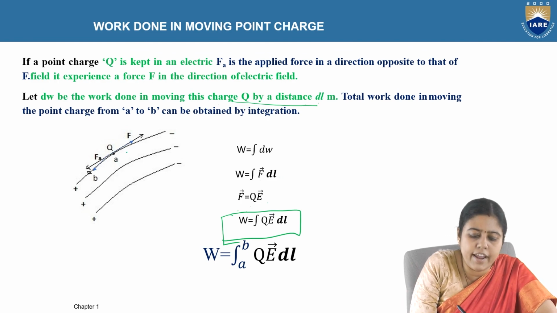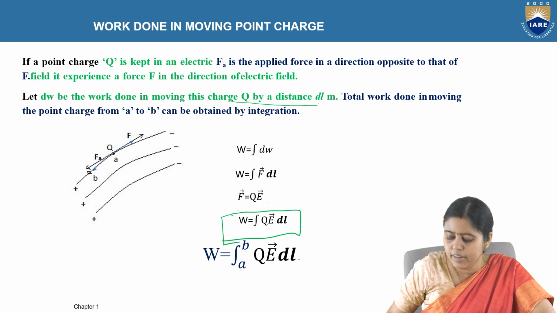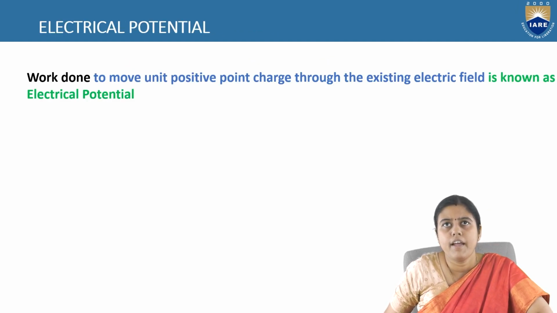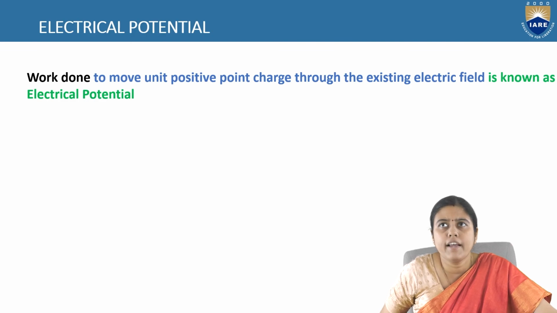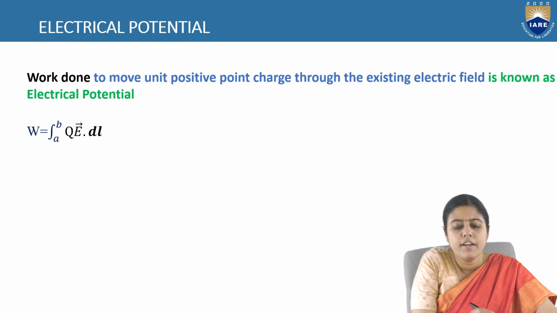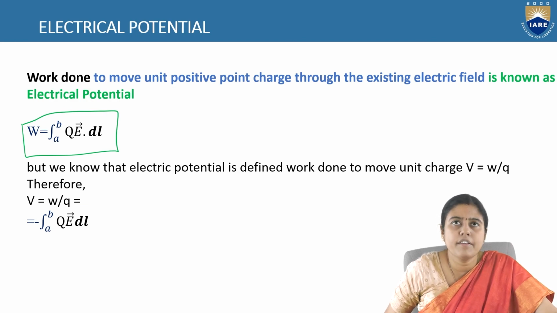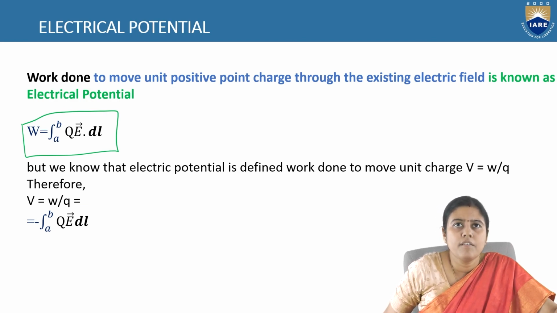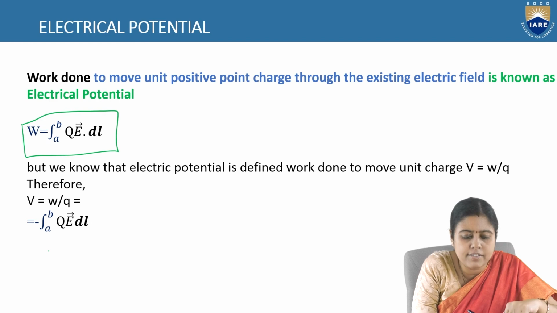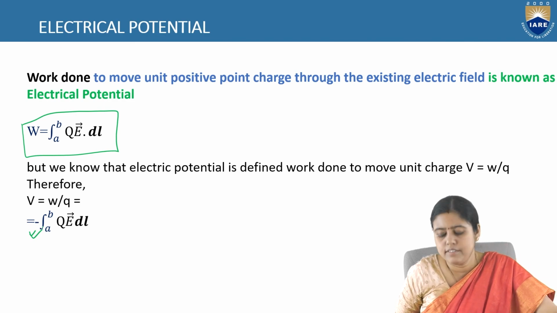And if the movement is from point A to B, we can write W is equal to the integral from A to B of QE dl. And this work done to move 1 unit positive point charge through the existing electric field is known as the electric potential. The electric potential always works in the opposite direction of the electric field. So V is equal to minus the integral from A to B of E dl. So remember the minus sign.